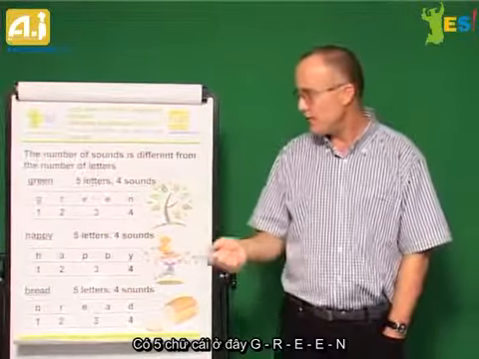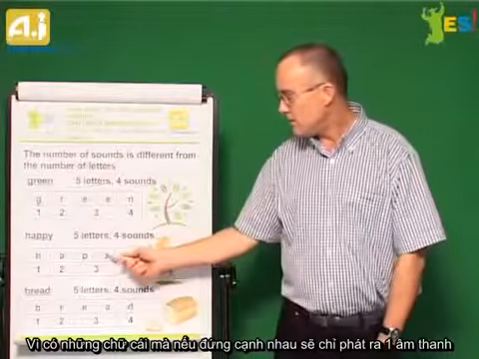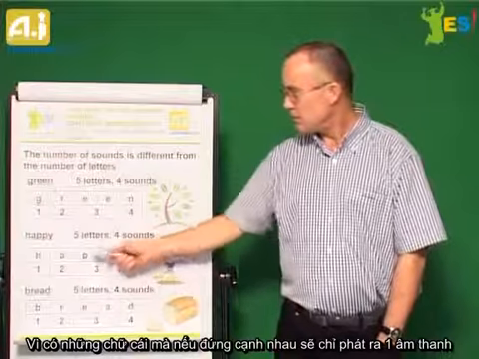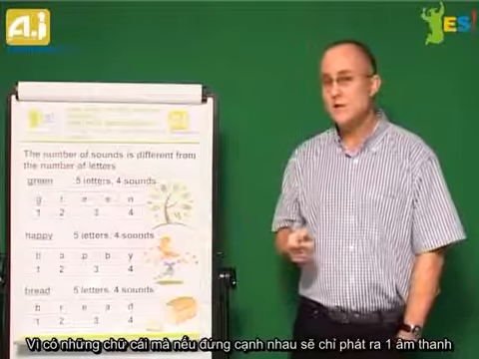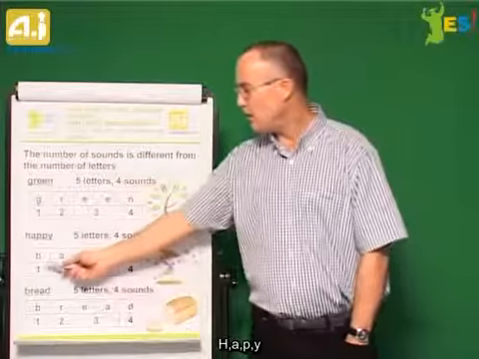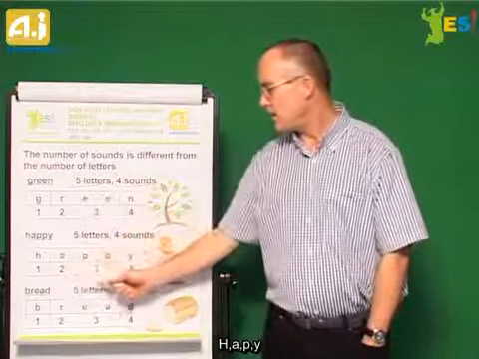Happy. 5 letters and 4 sounds. What are the letters? H, A, P, P, Y. What are the sounds? Well, there are only 4 sounds because so often 2 letters that are the same, that are together, only have 1 sound in English. H, A, P, E.